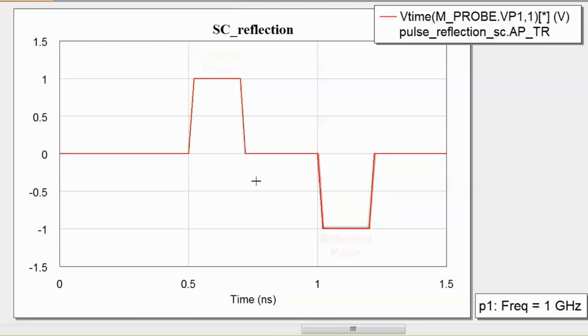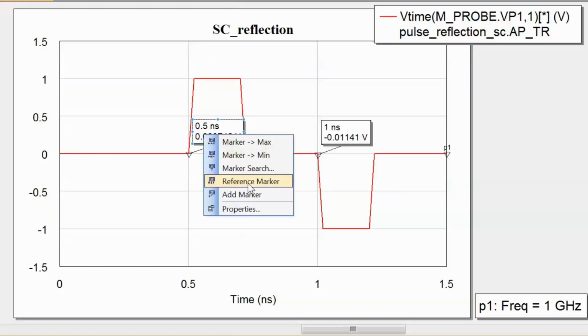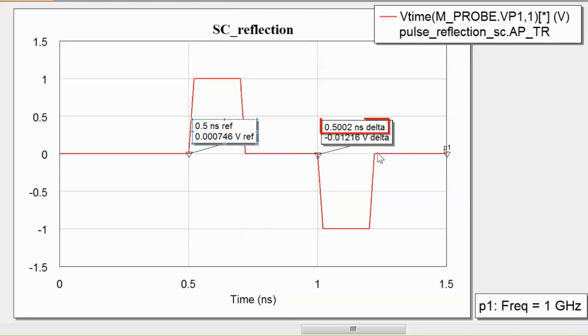For example, we could press Ctrl M and put a marker right there, and then Ctrl M again and put another marker right here, and then we can just make this marker the reference marker, and we can see we get a delta of 0.5 nanoseconds, divide that by 2, and you end up with a line of 75 millimeters as we did before. Let's get rid of the markers.